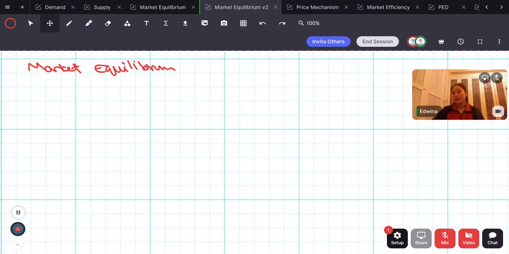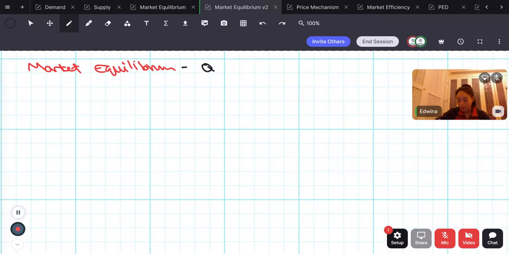I'm Edwina and today we'll be covering microeconomics in IB economics, but we'll more specifically be covering market equilibrium and then be talking about things regarding shortages and surpluses. So first of all, what is market equilibrium? We first of all need to define it in order to score well in our essays and also internal assessments. So let's define what market equilibrium is.